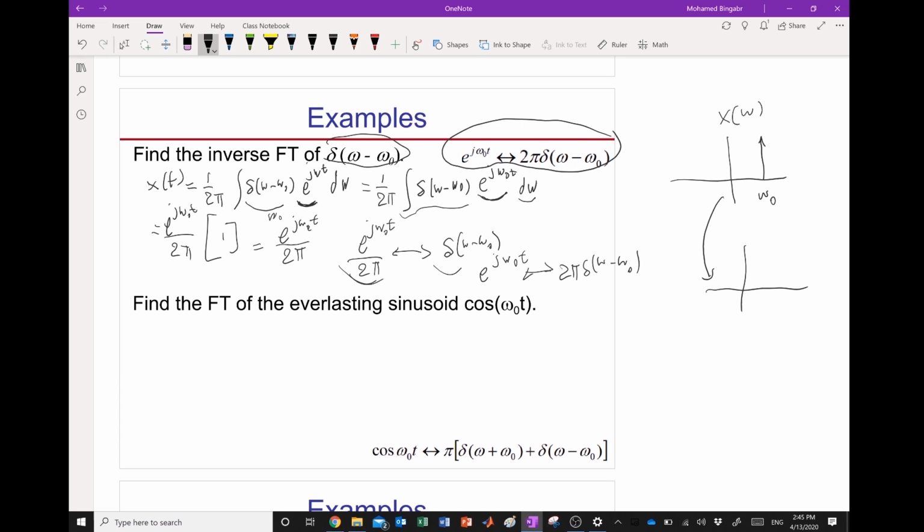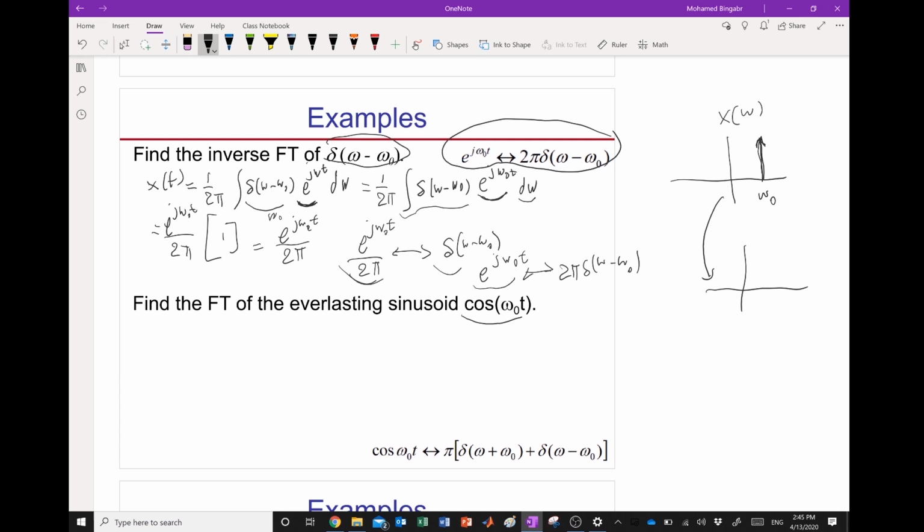Now, in real life, we cannot generate this complex number, e^{jω0 t}. Mathematically you can carry out the operation, but in real life, the magnitude of X(ω) is even. But we're going to use this property to find the Fourier transform of a cosine function, which is a very important function. We will have many applications.